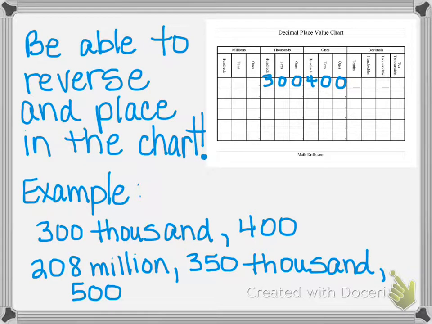If we had this number, 208,350,500, we would put the 208 in the millions section, the 350 in the thousands section, and then the 500 in the ones section.